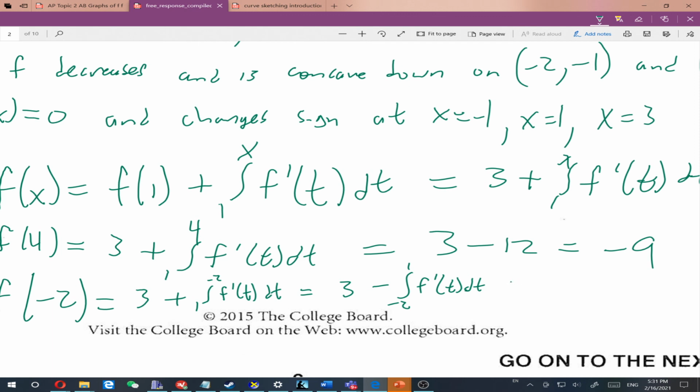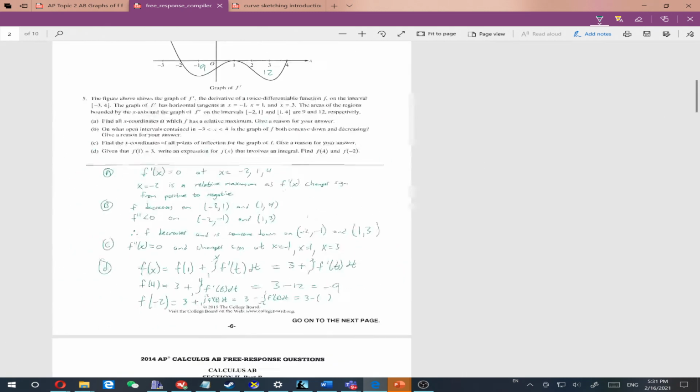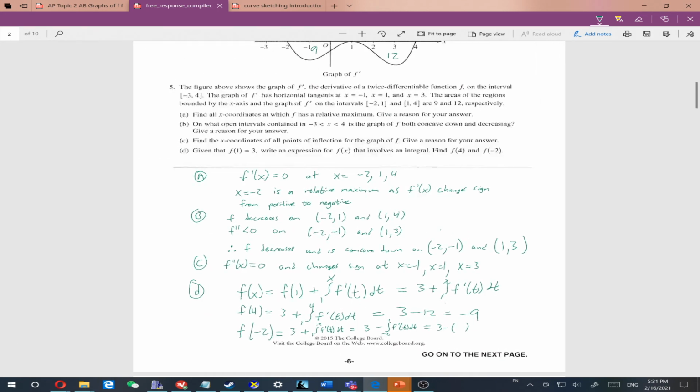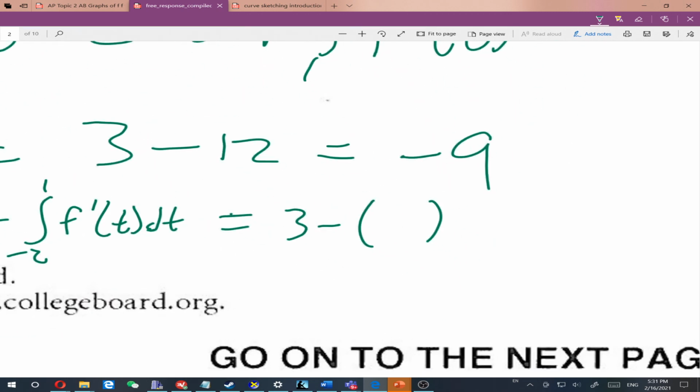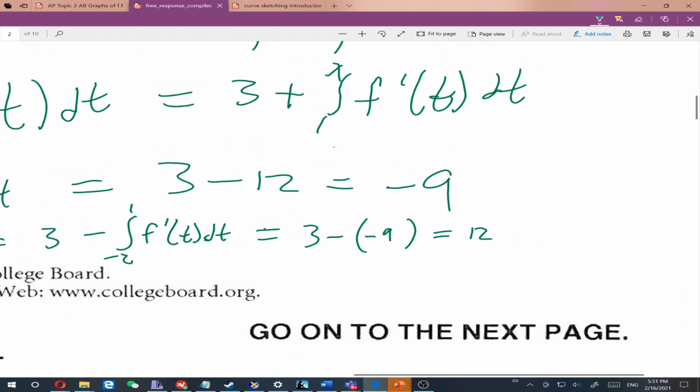Okay, so I was told that area in that region is 9. So what should I write? 3 minus, 9. So picture again, 3 minus -9. Or 12.